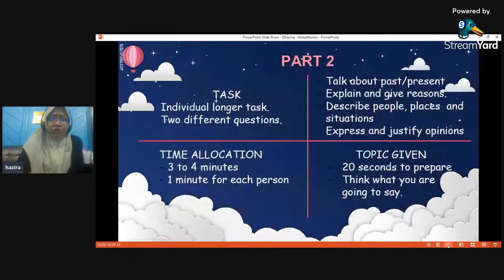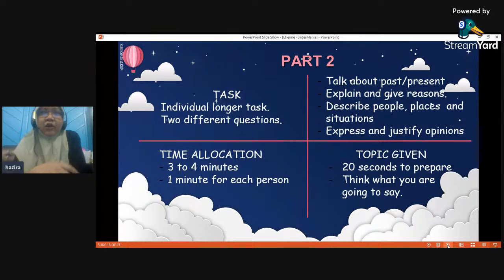Now we move to part 2. For part 2 in the speaking task, it is again an individual task. So both of you are going to speak and it will be longer, where you have two different sets of questions. You are not going to get the same question as your partner. So this time you can speak longer compared to the first part.